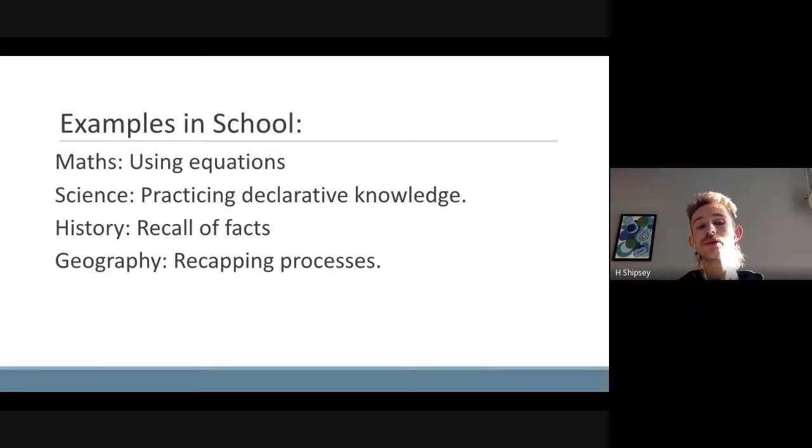Where we see this commonly in school is using equations in maths, in science, where we can use calculations as well as practicing this declarative factual knowledge. In history, we've got a strong recall of facts, and in geography, we've got a large recapping of processes as well.